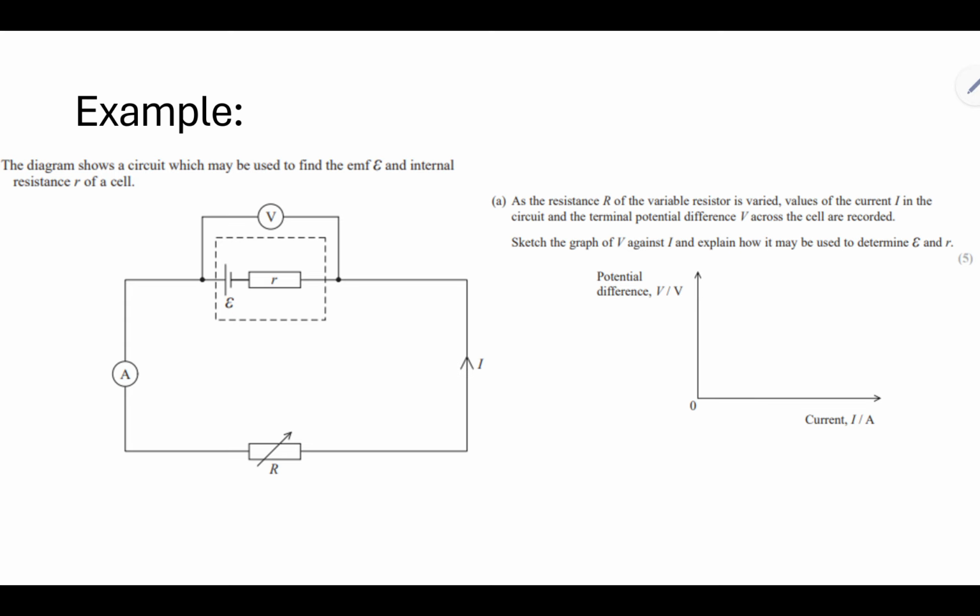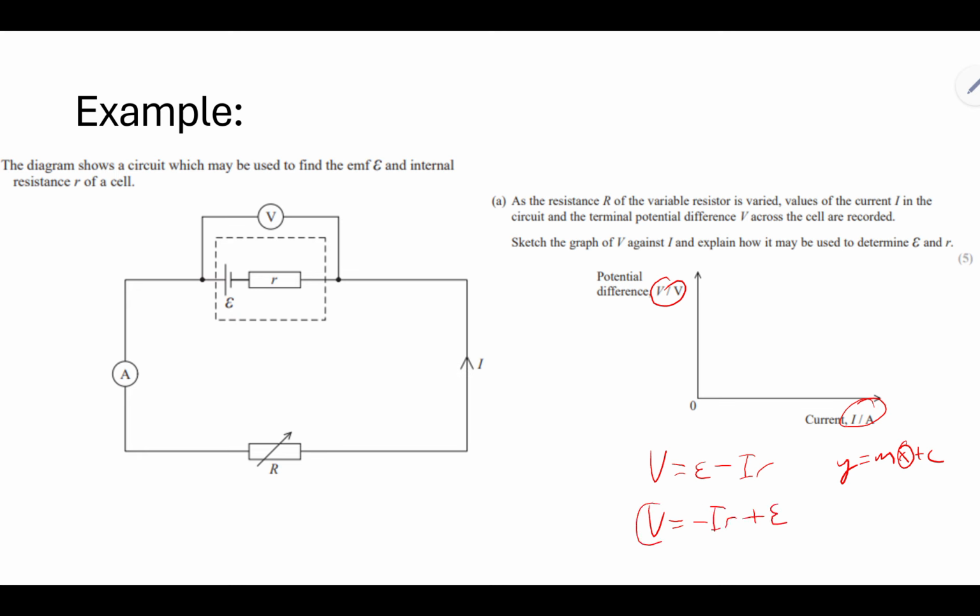So you've got a graph here where V is the y-axis and I is the x-axis. So first thing we do is write the equation. So V equals E minus IR. So we want to rewrite the equation so it matches y equals mx plus c, where x in this case would be I, as it's on the x-axis, and y in this case would be V, which is on the y-axis. So we could just rewrite it as V equals minus IR plus E.